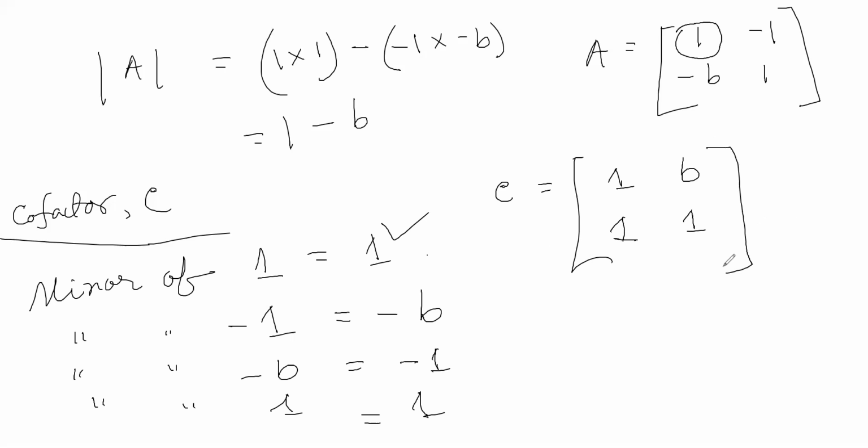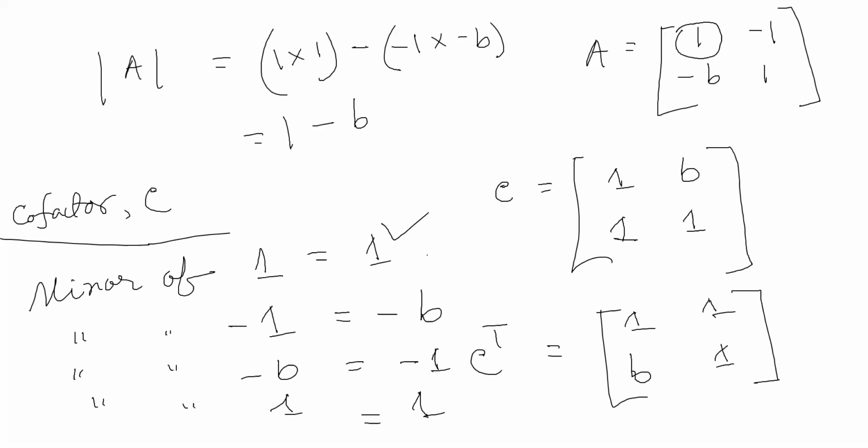So this is the cofactor matrix. All the values are in plus form. Now, if you take the transpose of this matrix, what do you get? You are transforming the row into column. So you are taking 1 and b, the first row, and making it a column. Then you're taking the second row 1 1 and making it a column. So this is the cofactor transpose of a cofactor matrix.